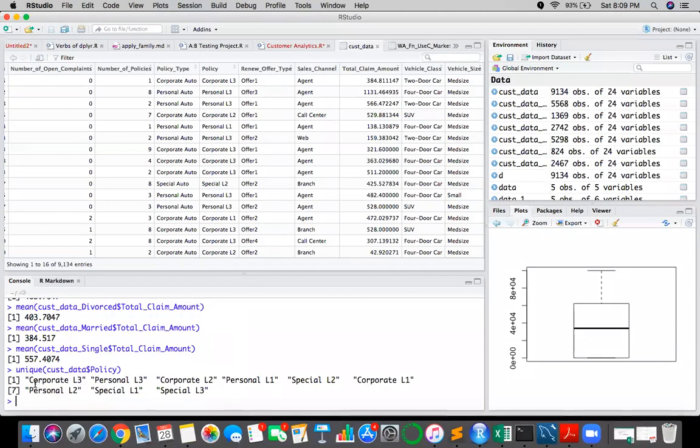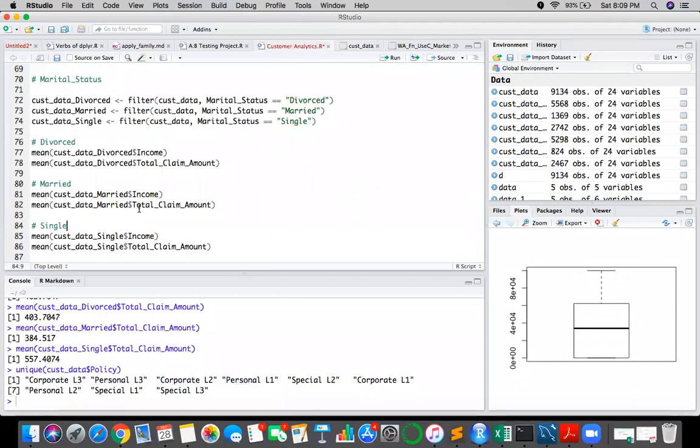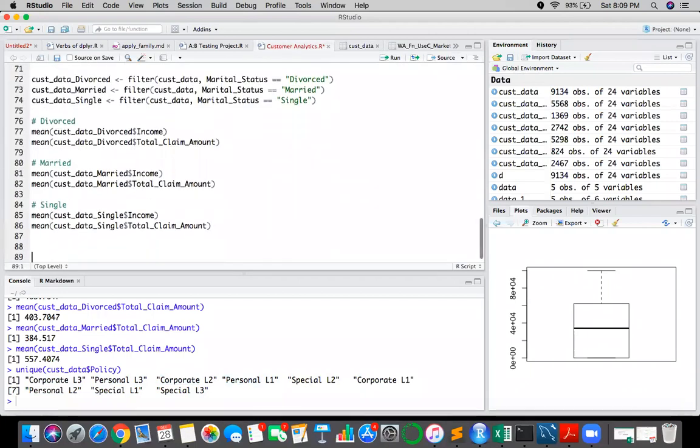Okay, we have a lot of categories, so there will be a lot of work that needs to be done. There are a lot of categories, like corporate. In this, you can check for each category what the mean of claim amount is. So what we can do is try the pipe function.